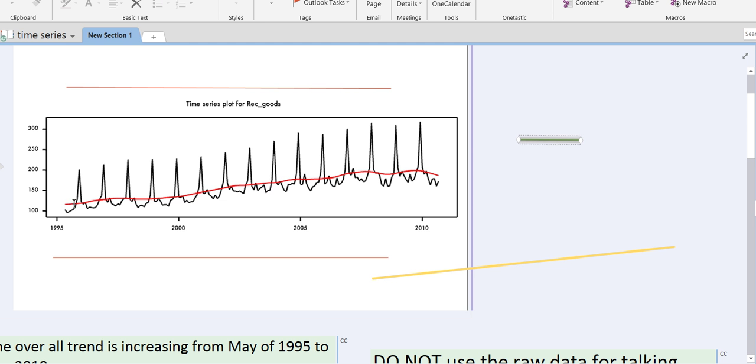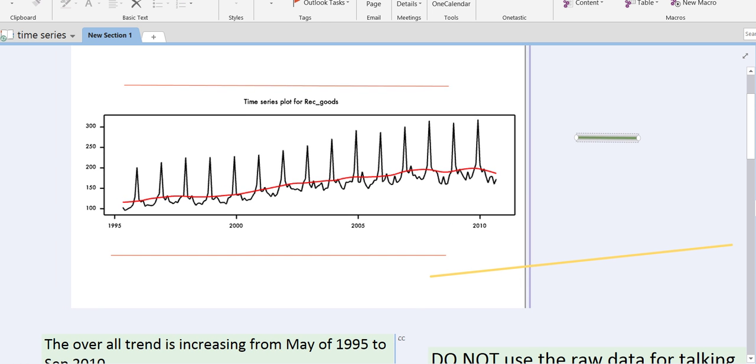So you know it starts in the 5th month of 1995 and it ends somewhere on the 9th month of 2010. You can talk about that, and you should talk about that, but you do not use the raw data to make your estimations. So you always talk about the overall trend. Is it increasing, decreasing, or staying the same? And in this case, it's increasing, obviously.